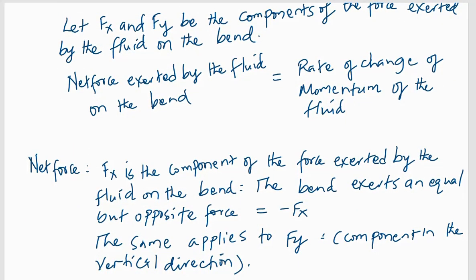Therefore, it means if we look at the forces that are being exerted by the fluid on the bend, they will always be equal to the rate of change of momentum of the same fluid. As we have said, this Fx is a force exerted by the fluid on the bend, and the bend will exert an equal but opposite force. The same applies to Fy, which is the component of this force in the vertical direction.